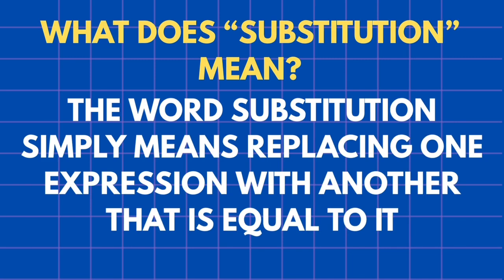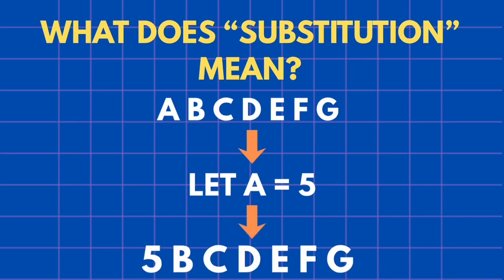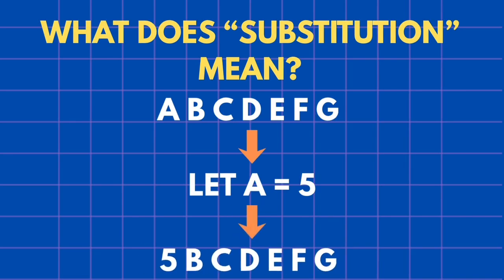The word substitution simply means replacing one expression with another that is equal to it. Think of it like this. If I tell you that a equals 5, then anywhere you see a, you can replace it with 5. The value hasn't changed. We've just simply written it in a different way. We do exactly the same thing in algebra. If one equation tells us that y equals 2x plus 3, then anytime we see y in another equation, we can replace it with 2x plus 3. That's the entire idea behind substitution.